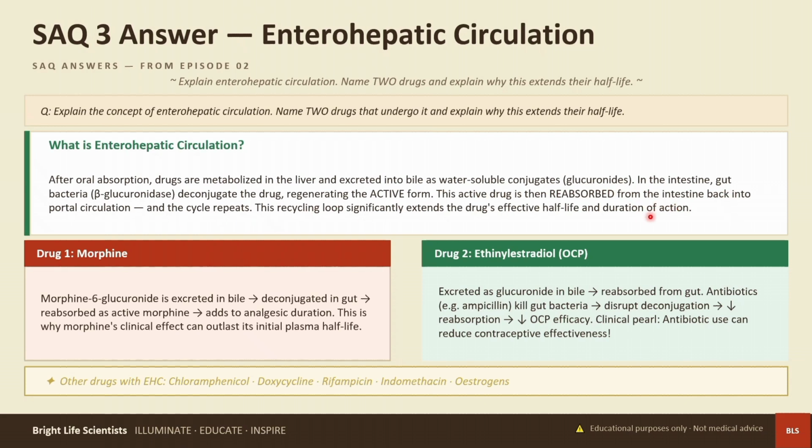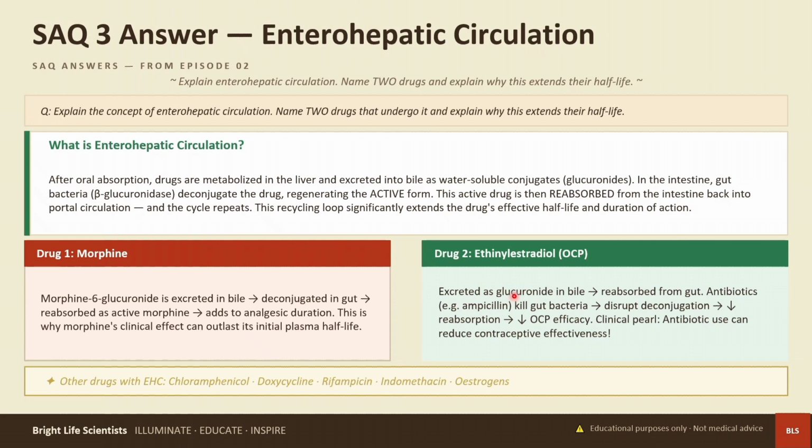Drug 1, we have morphine. Morphine-6-glucuronide is excreted in bile, deconjugated in the gut, and reabsorbed as active morphine. This is why morphine's analgesic effect can outlast what you'd predict purely from its plasma half-life. Drug 2, we have ethinyl estradiol, the estrogen in the oral contraceptive pill. It undergoes the same cycle.